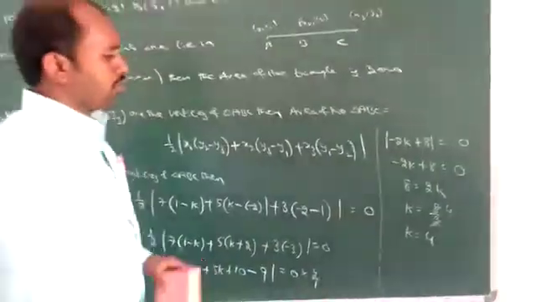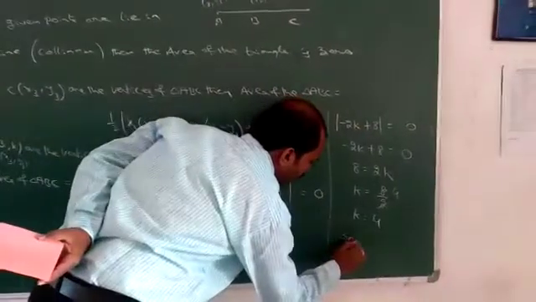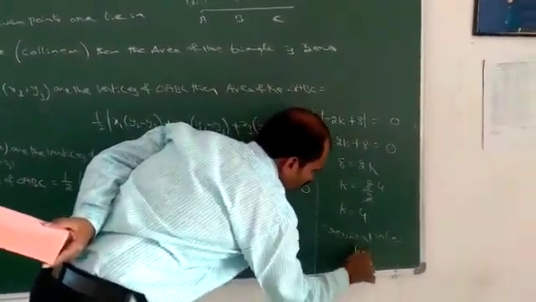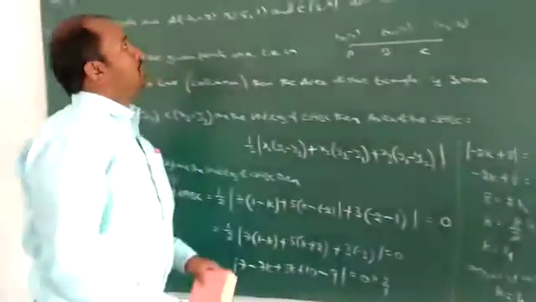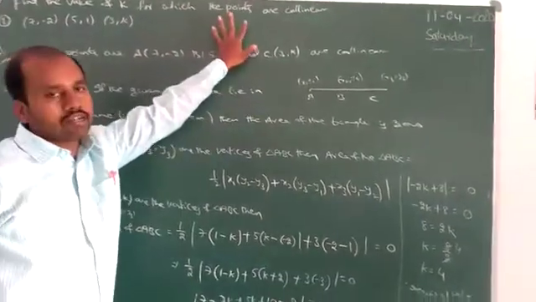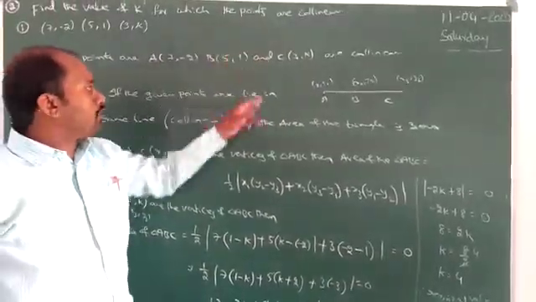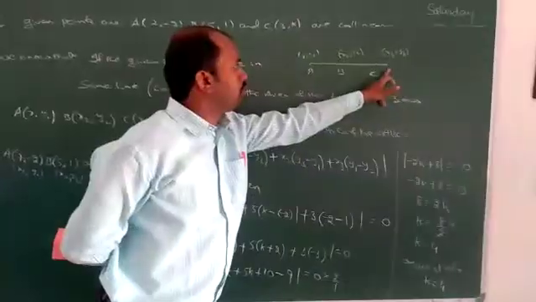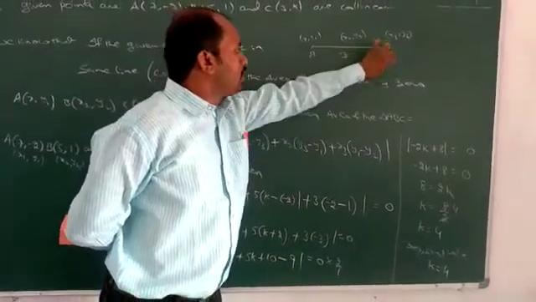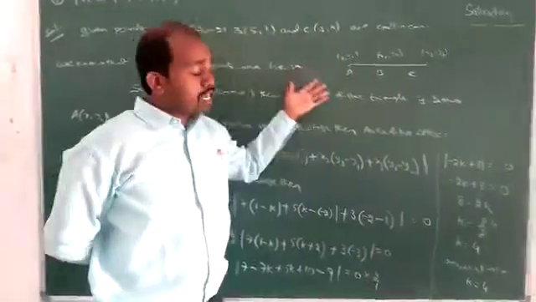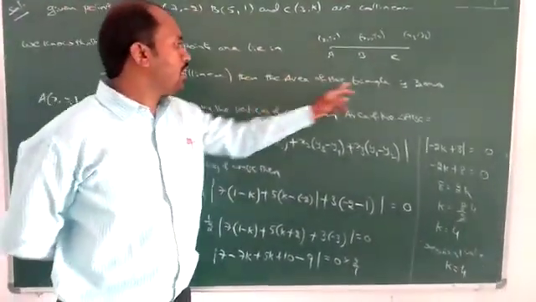Now the required value, how much do you get? K equal to 4. Therefore you write required value k equal to 4. Okay. This is the first bit to find the value of k. Here the main concept is collinear. Collinear means here we write same line points. So A, B, C are same line points. So same line points means the area of the triangle is 0.